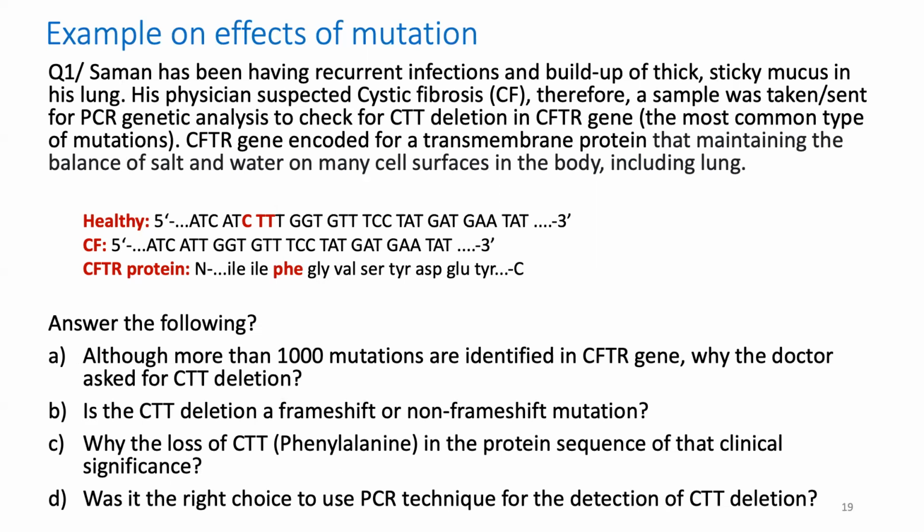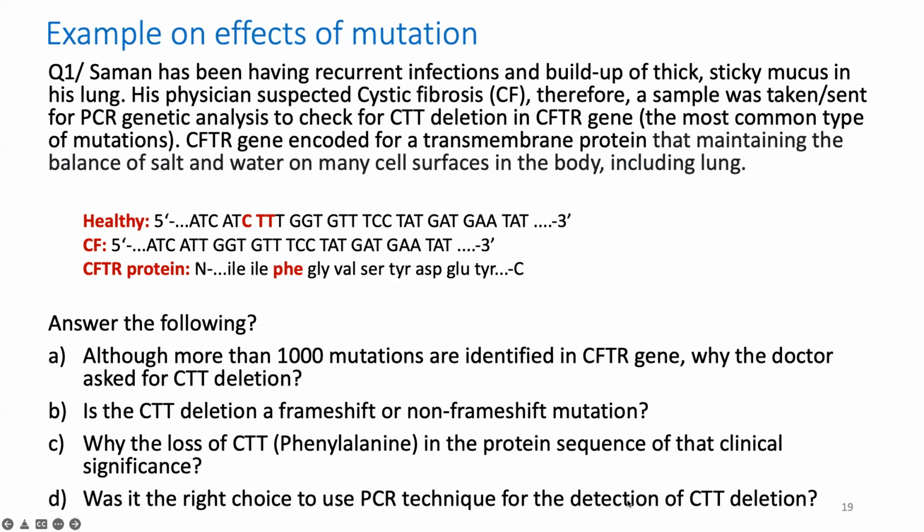Why is the loss of CTT phenylalanine in the protein sequence of clinical significance? Because that CTT is basically responsible for the protein, we say this is a transmembrane protein, to go through the cell membrane. When we miss that, then that link won't be there, and then the protein will be degraded.